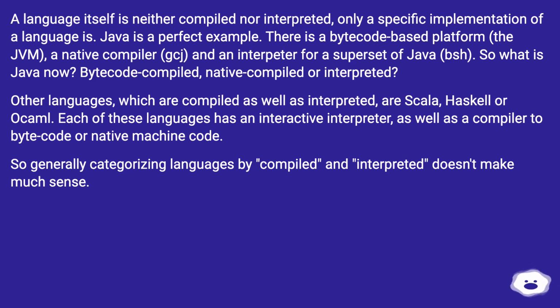Other languages, which are compiled as well as interpreted, are Scala, Haskell or OCaml. Each of these languages has an interactive interpreter, as well as a compiler to bytecode or native machine code. So generally categorizing languages by compiled and interpreted doesn't make much sense.